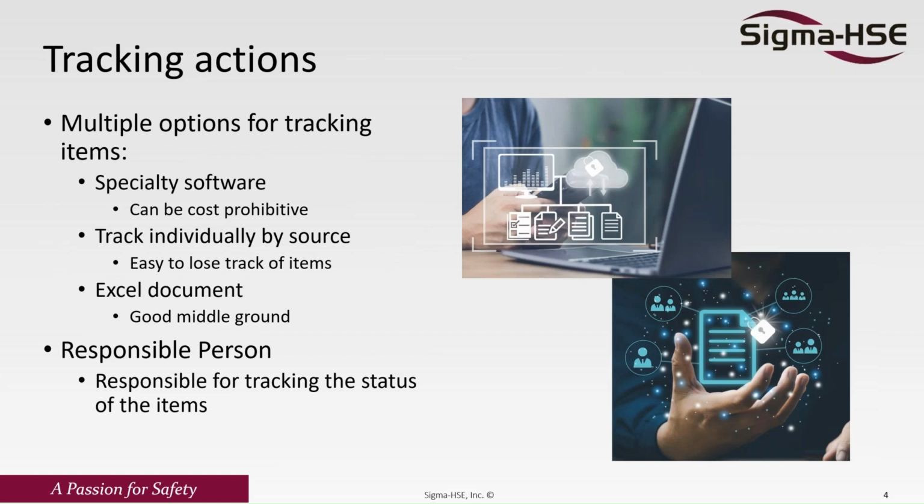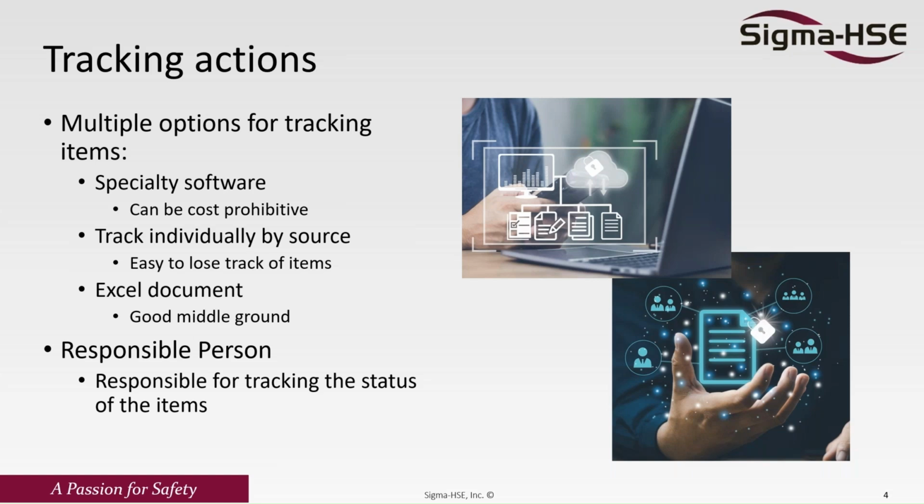So tracking your actions, there are multiple options available for tracking your items. The creme de la creme, the top notch, is specialty software. A lot of them allow you to drop items directly in from the source. You can bring in PHA Works or PHA profiles, drop it in, it fills it out, and it will send reminder emails. It will say, hey, you have a due date coming up, it's 30 days out, it's 15 days out, it's 10 days out, it's due today. And then, if you do miss a due date, you'll get your daily overdue reminders.